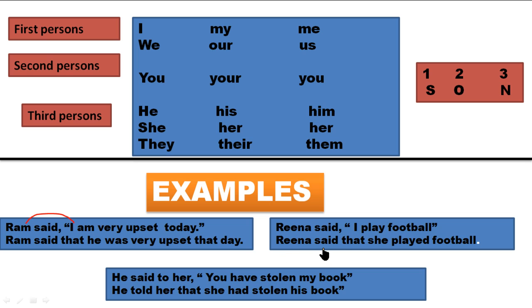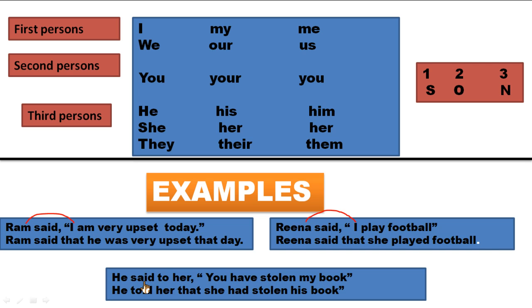And the second example is, Reena said, "I play football." Reena said, we use that in place of comma and inverted commas. Then I is a first person. First person is changed according to subject, and the subject is Reena. Reena is a girl, so we used she. Subject plus first form, I play. We wrote played, the second form of play. Then football.